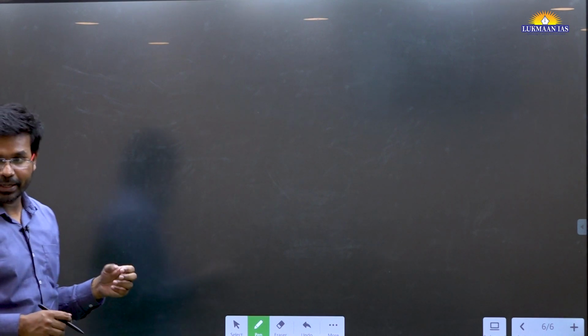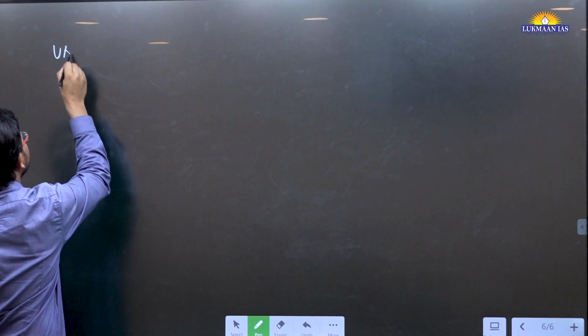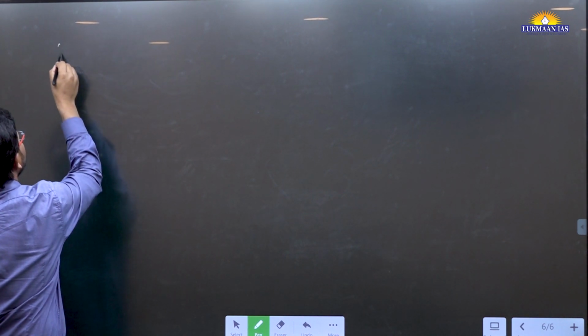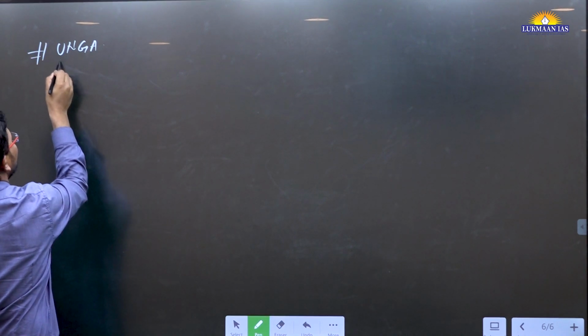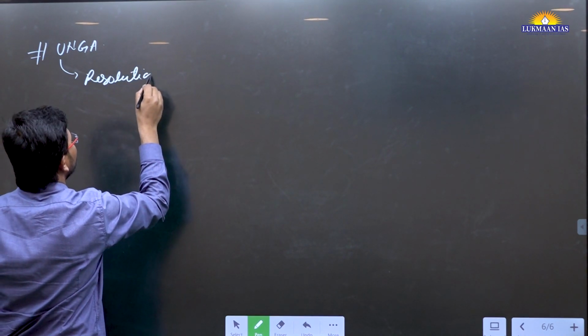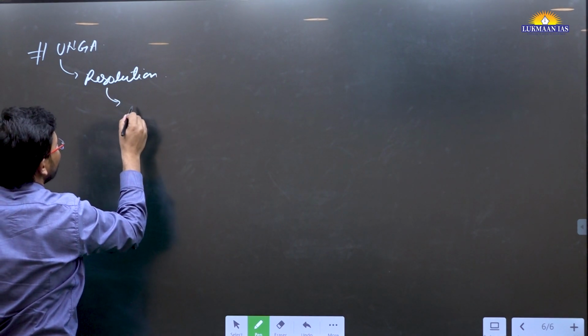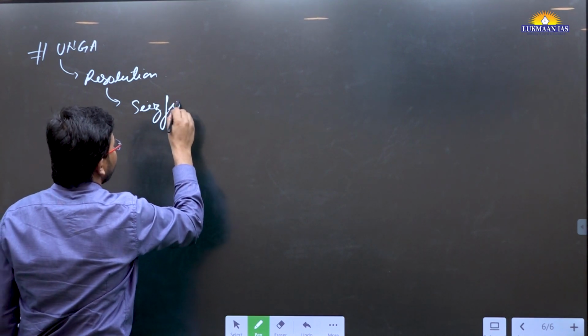Now we need to understand what is happening recently. In the United Nations General Assembly, the UNGA, recently a resolution was moved. In the UNGA, a resolution was moved, and this resolution was for a kind of ceasefire.